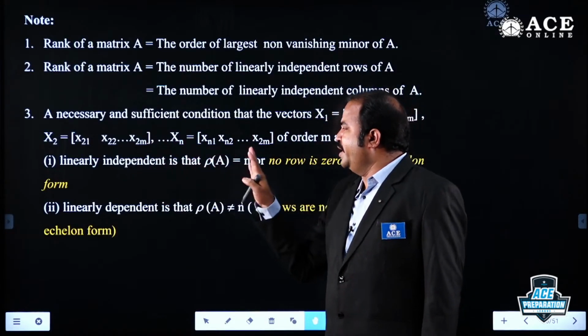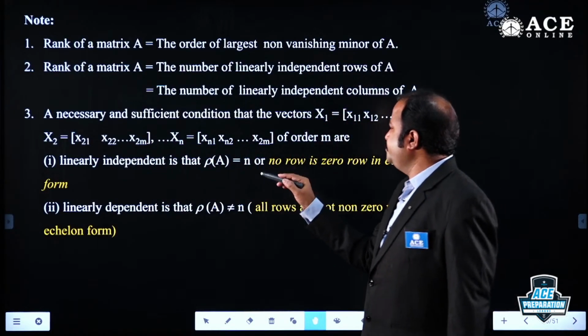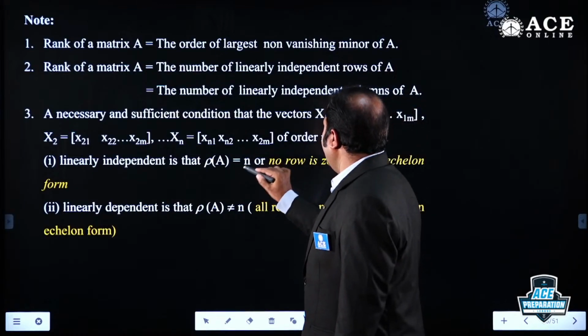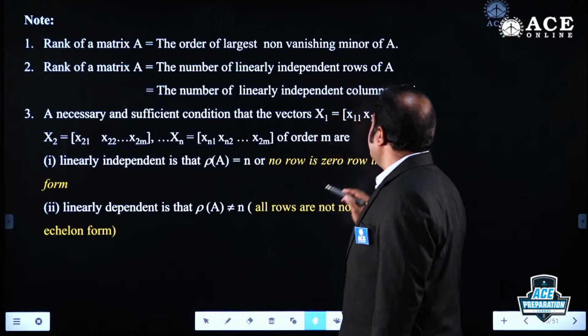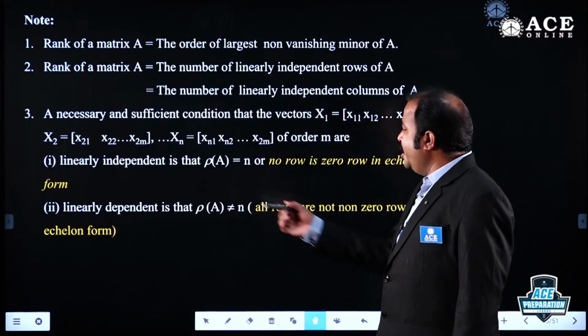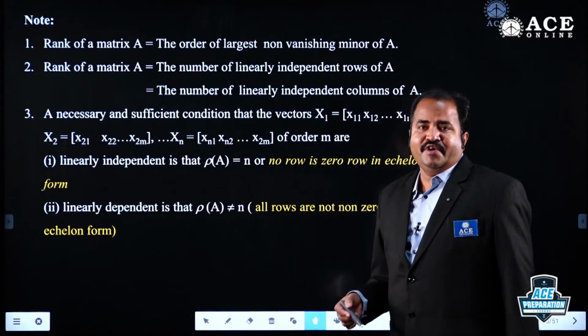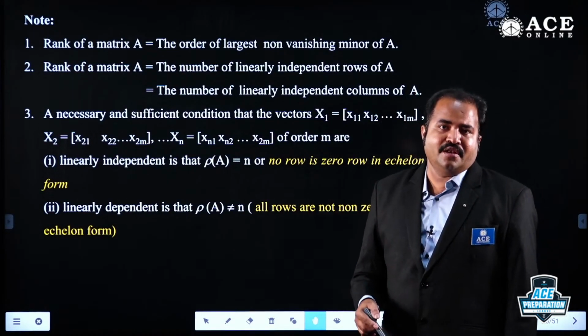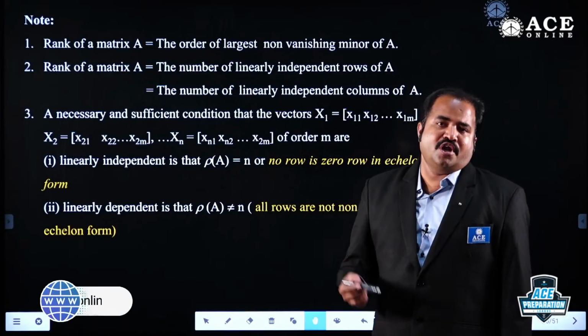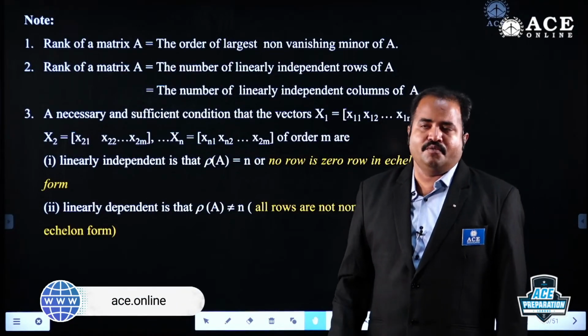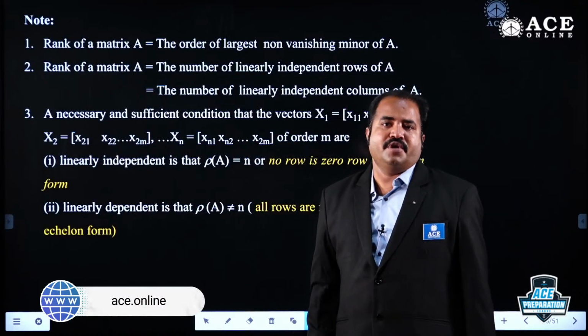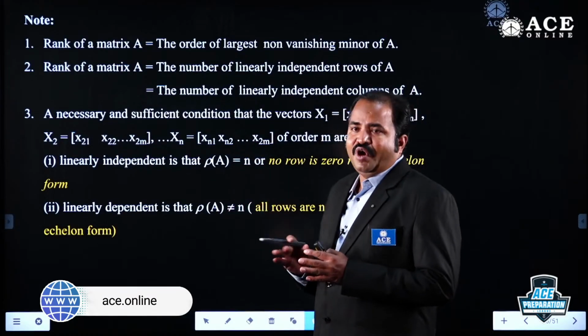So linearly independent means that rank of A equals n, or no row is a zero row in echelon form. Linearly dependent means what? Otherwise means what? Rank of A is not equal to n, or at least one of the rows is a zero row in the row echelon form, right? We look into what is row echelon form, right? So basically, what is the rank definition?